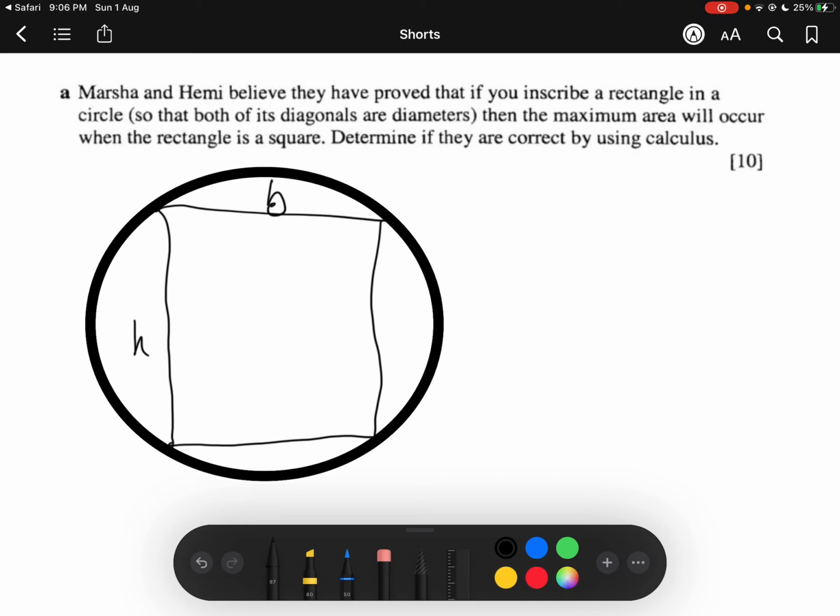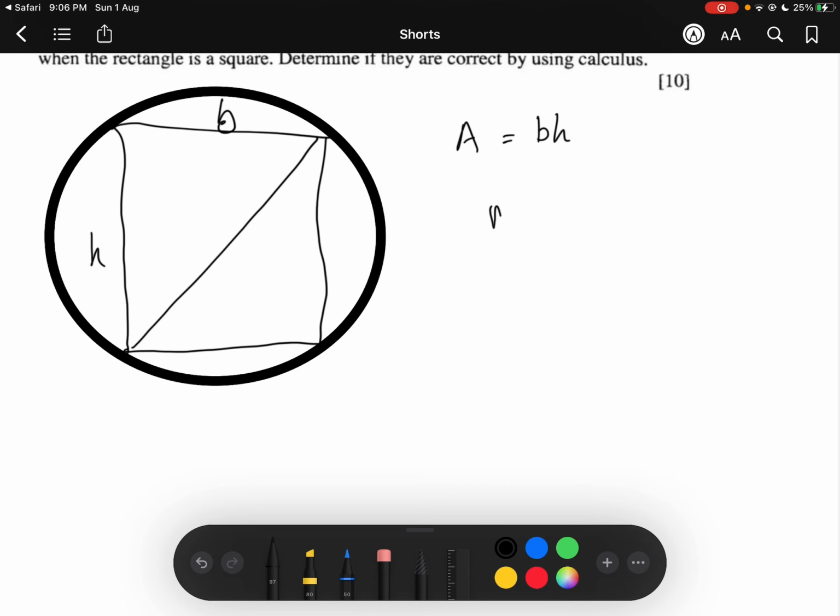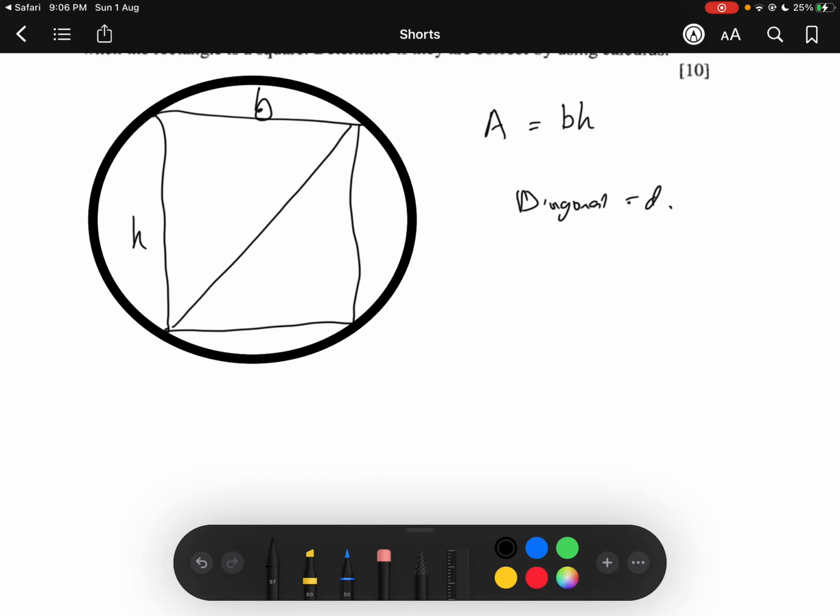Right, there it is. Therefore, we can say the area is equal to the base times the height. And if we draw a line from one diagonal to the other, we can call this the diameter. We call it D. Okay, so the diagonal is equal to D. So we can say that by the Pythagoras theorem, that's a right angle, so h squared plus b squared equals d squared.